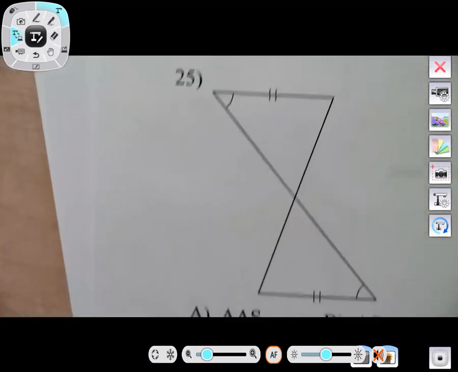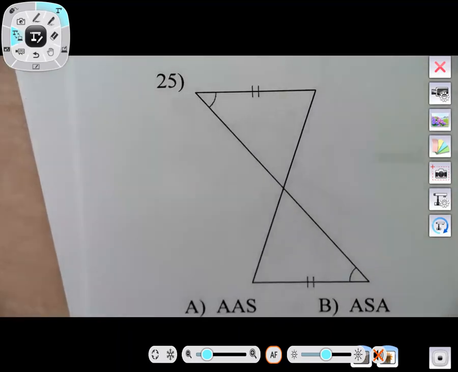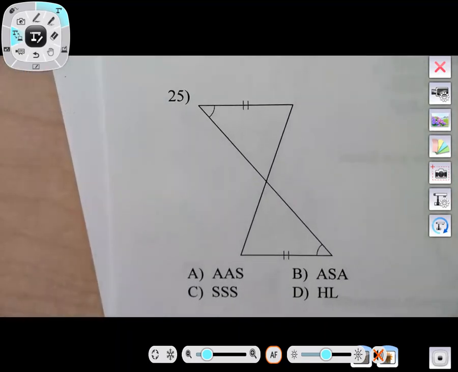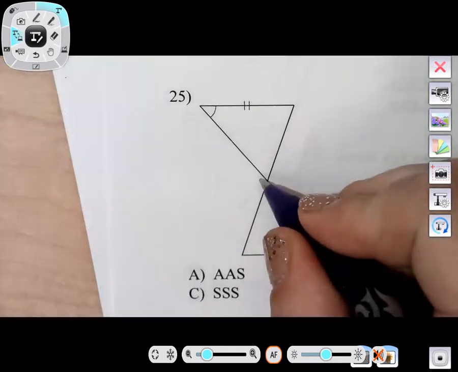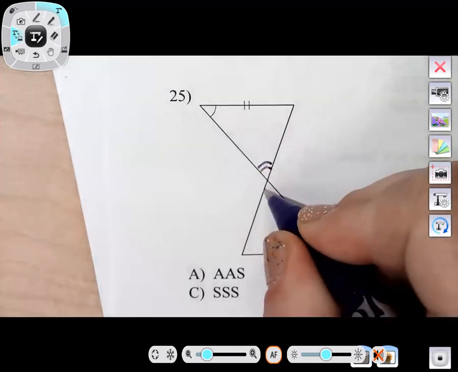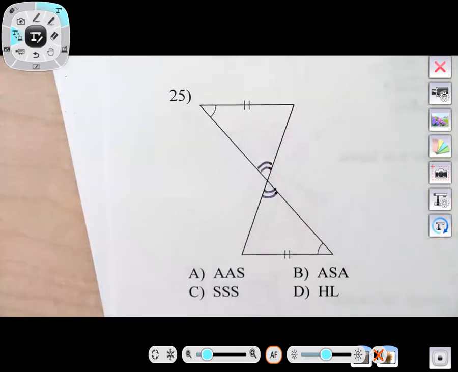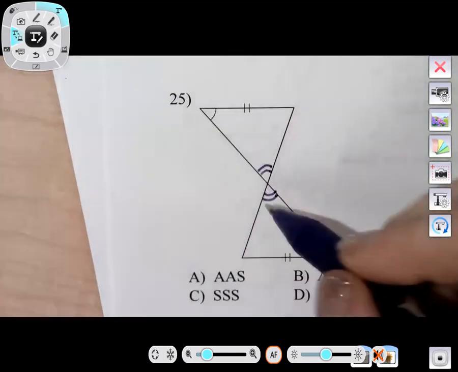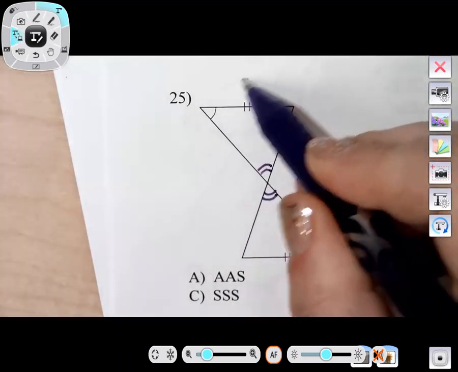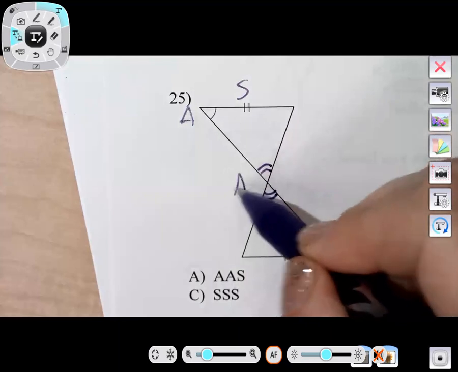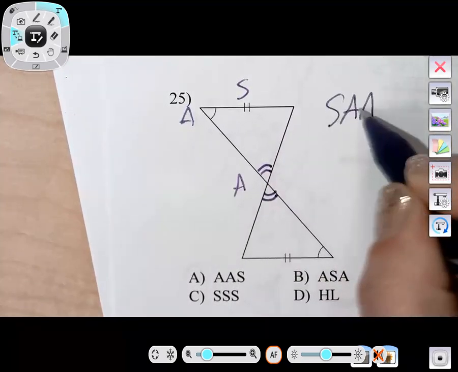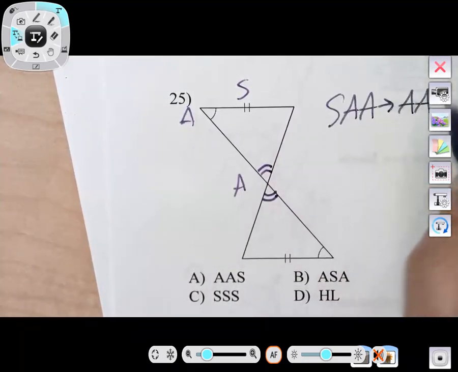Kiana, you get this one, number 25. Let me get it all in here. You got a pair of vertical angles, so I'll mark that for you. Angle, side. You got it. Angle, angle, side. As you go around the triangle, it's going to spell it out. Here's a side, then an angle, then an angle. SAA is the same exact thing as AAS. Yes.